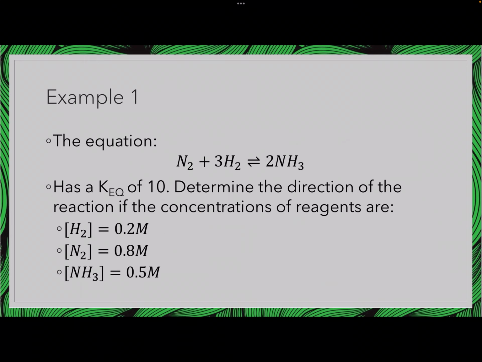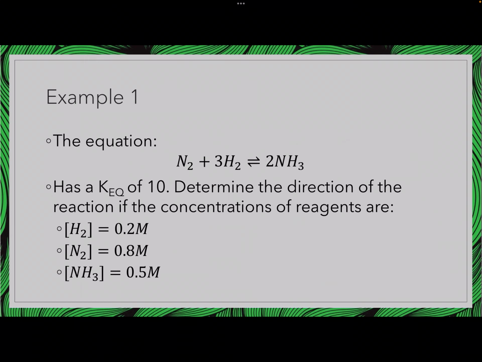As an example, have a look at our Haber process equation yet again. Nitrogen plus 3 hydrogens is in equilibrium with 2 ammonia. Imagine that at a certain temperature, this equation has a KEQ of 10. Determine the direction of the reaction if the concentrations of the reagents are as listed below. Hydrogen is 0.2 molar, nitrogen is 0.8 molar, ammonia is 0.5 molar.